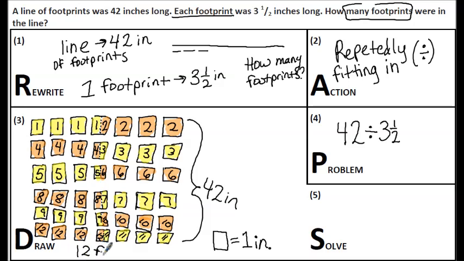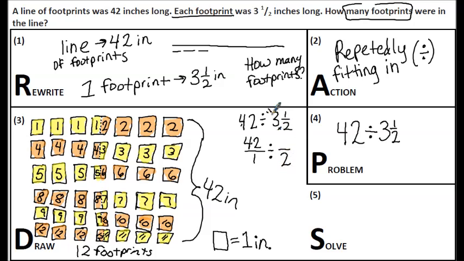So that means I can fit 12 footprints that are 3.5 inches long on that line that has 42 available inches. So let's kind of see what this looks like as a division problem. So I have 42 is the same thing as 42 over 1.